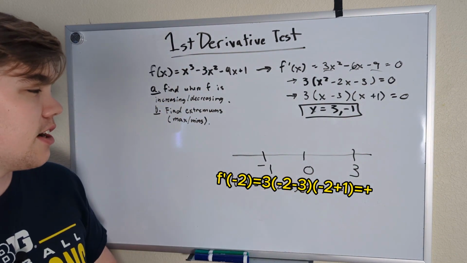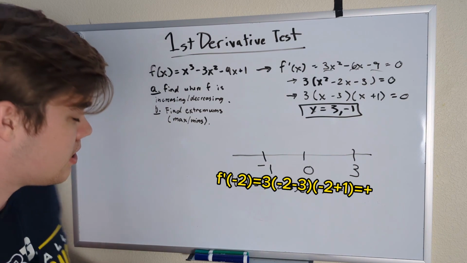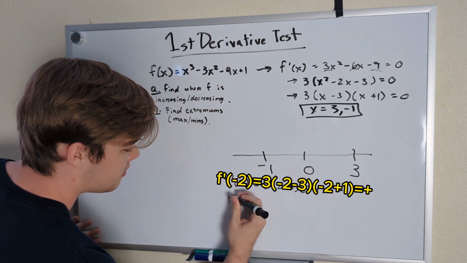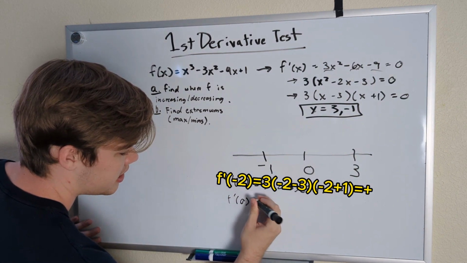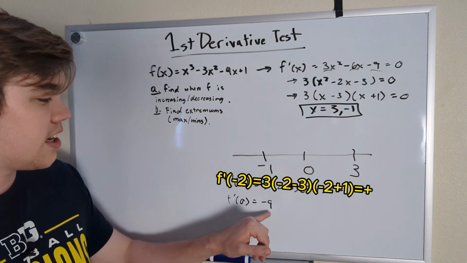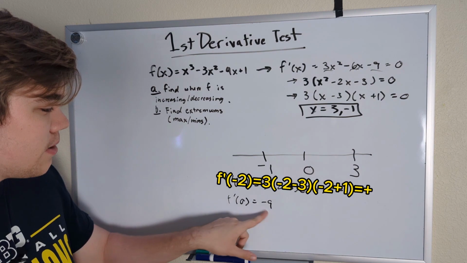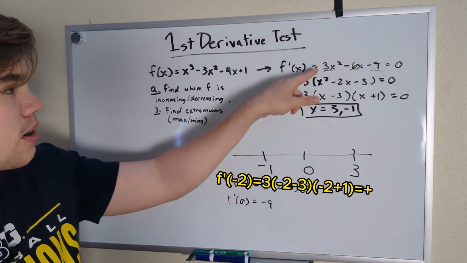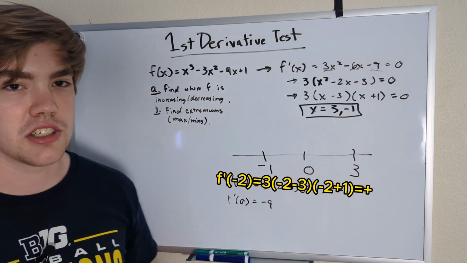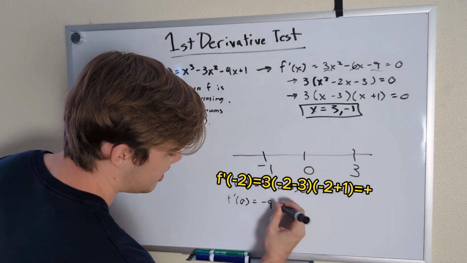Let's try f prime of 0. It's not one of our critical points, and I already marked it on the graph, so may as well try it. F prime of 0 is equal to -9. Now the reason I know it's equal to -9 is because since this function and this function are the same, if we were to plug in 0 into our original function, these two would cancel out and we just get -9. Of course, this is a negative value.